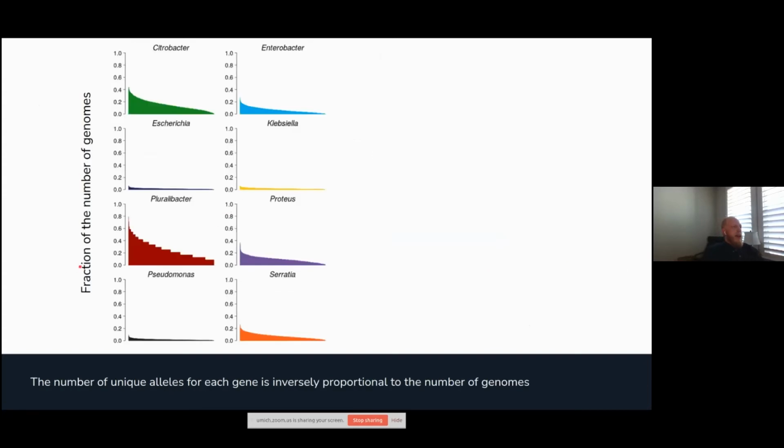Next, we wanted to look at how much effort was saved by only aligning the unique alleles for each gene. So in these bar plots, each position along the x-axis is an individual gene, and the y-axis is the number of unique alleles as a fraction of the number of genomes. So if every genome had a unique allele for that gene, it would be 1. If there were no unique alleles, it's 0.